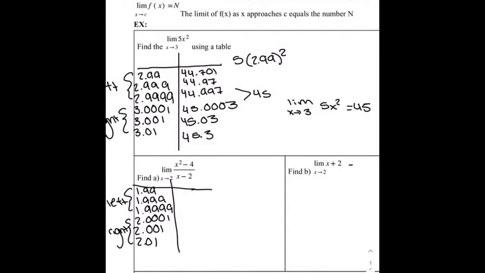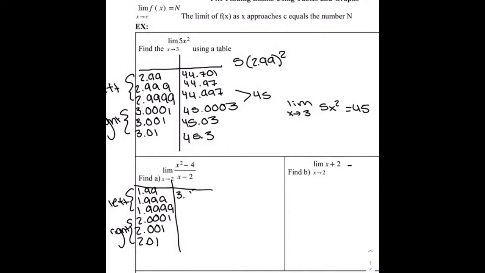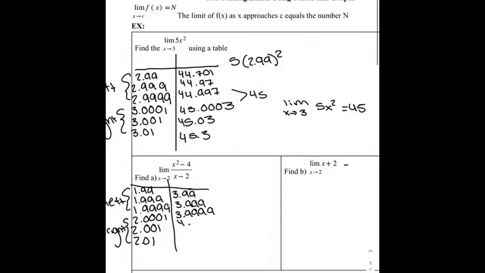Again, we're going to plug it into the calculator the same way, but remember you're plugging in 1.99 for both x's in that original equation. So we would get 3.99, 3.999, 3.9999, 4.0001, 4.001, 4.01. So coming from the left and the right, our limit is 4.